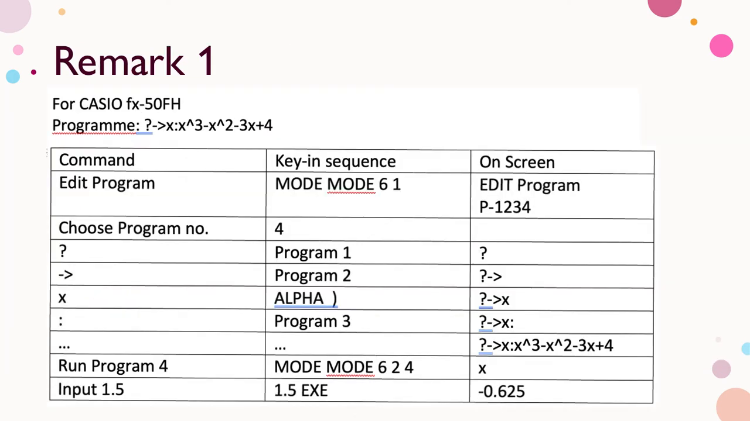You may notice that the function value is calculated several times at different points. To make the calculation a bit easier, it is good to program the function in your calculator before the actual calculation. For Casio fx-50FH, here are the steps and key-in sequence of the program for your reference.